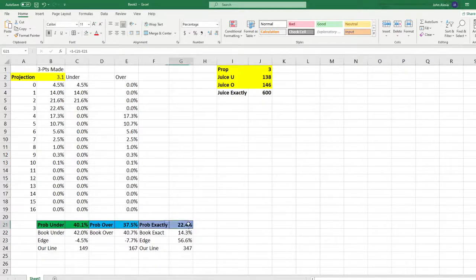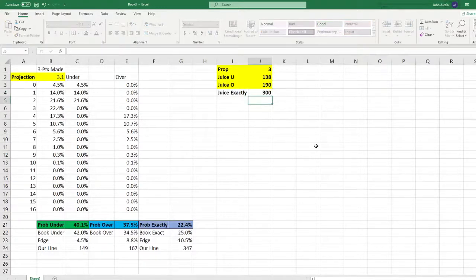And then the probability of exactly 3, which is not a push, it would be a bet unto itself, is 22.4%. Now you look on the bottom here, our fair line is going to still be plus 149 on the under. A fair line would be plus 167 on the over and plus 347 on exactly 3. So let's say we change these numbers and we're still getting offered plus 138 on the under, and we're getting offered plus 190 on the over, and plus 300 on a push.